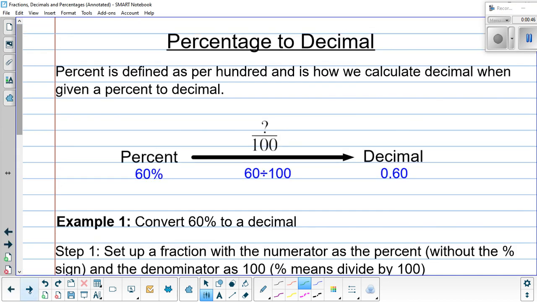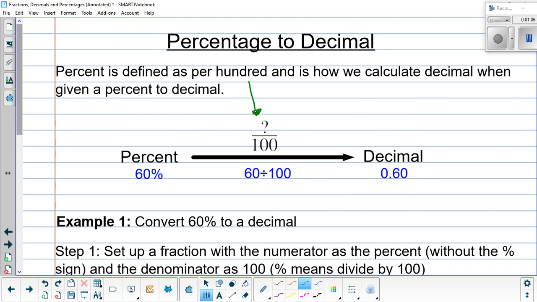So, very first off, one of the easiest ones is percentage to decimal. We're going to use this lots through our conversions because percent is actually defined as per 100. Okay, so per 100, and that is actually where we get our conversion. This is all we're doing.